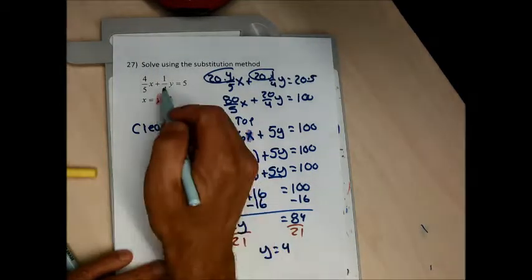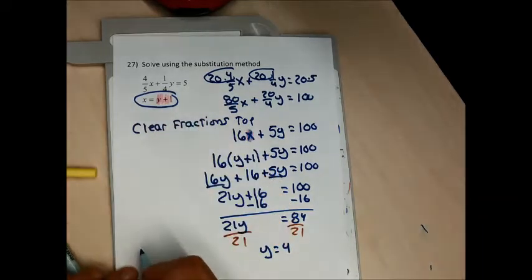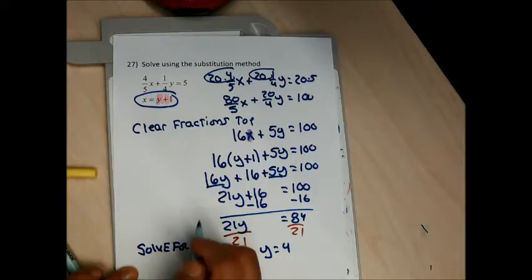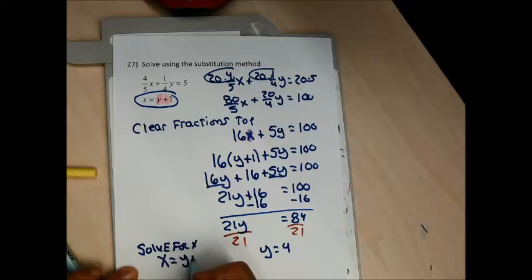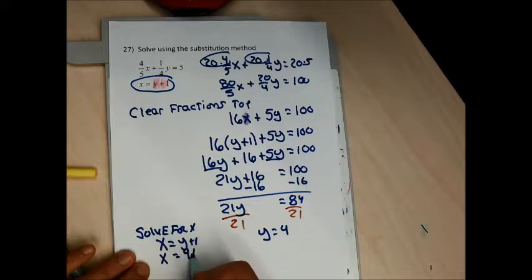Now I'm going to solve for x using that equation. So when I go to solve for x, I'm going to use x equal to y plus 1 and plug in 4 for y. So I'll get x equal to 4 plus 1. I get x equal to 5.